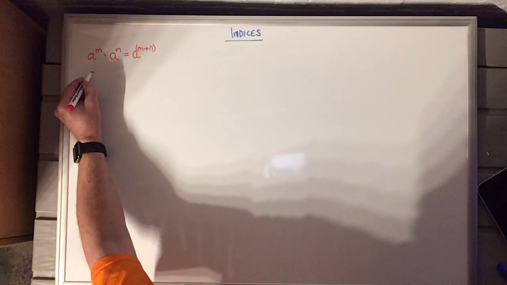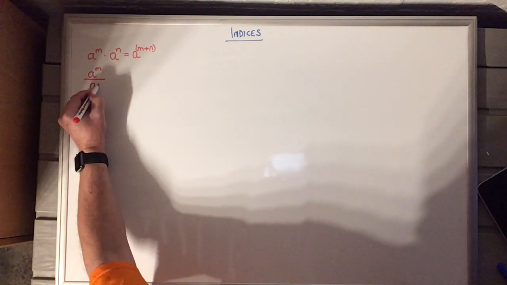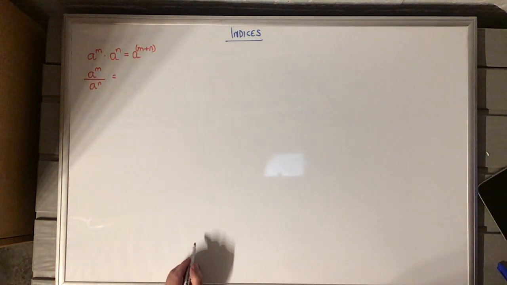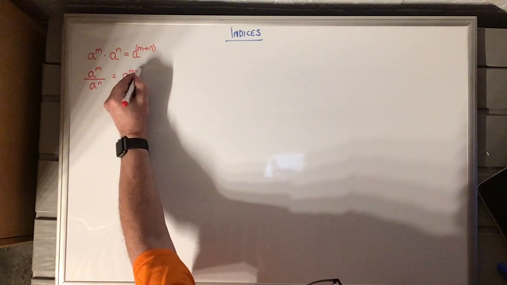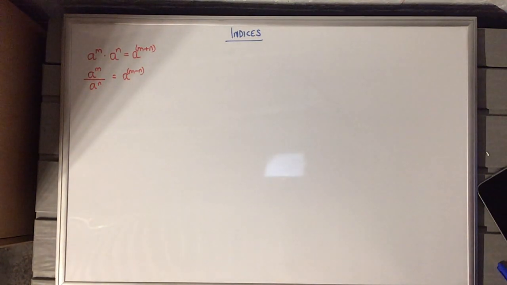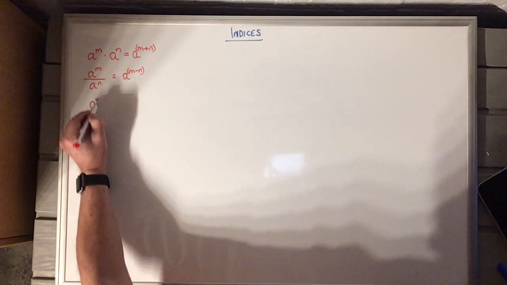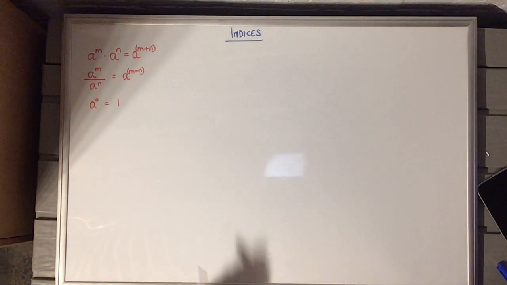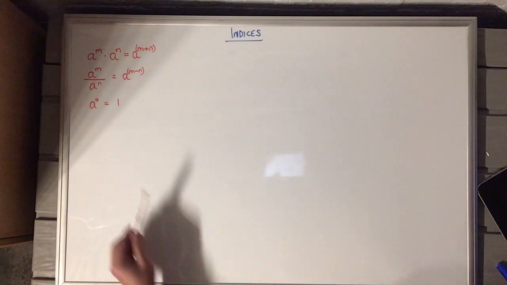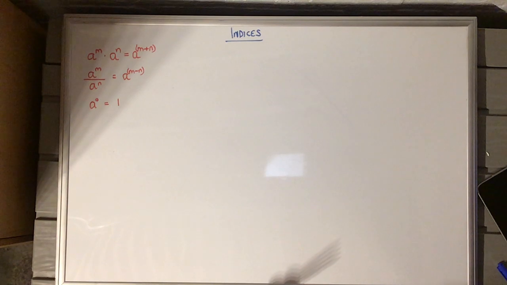Next rule is a to the power m divided by a to the n. And again, in class you should have learned that that is a, and we subtract the power, so that's m minus n. Next rule, a to the power 0. A to the power 0, n to the power 0 is 1. Comes up time and time again. And if you don't believe me, pick a number for a, put it to the power 0, press equals, and you get the value of 1.